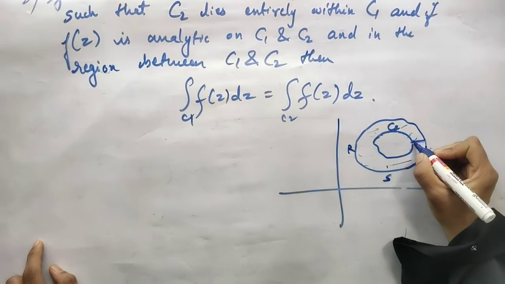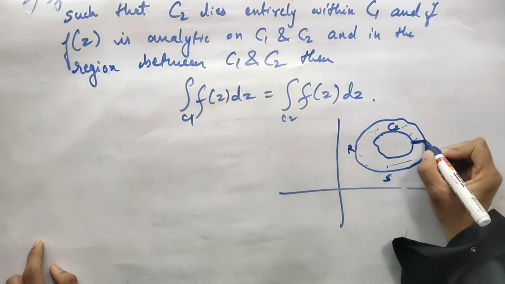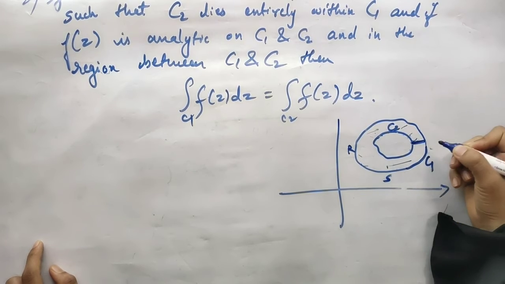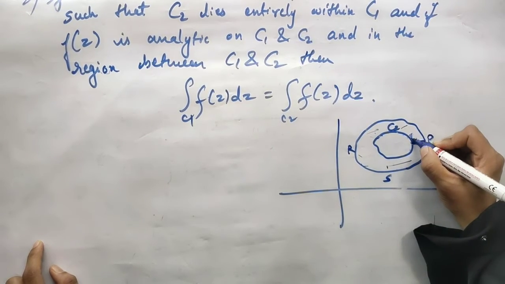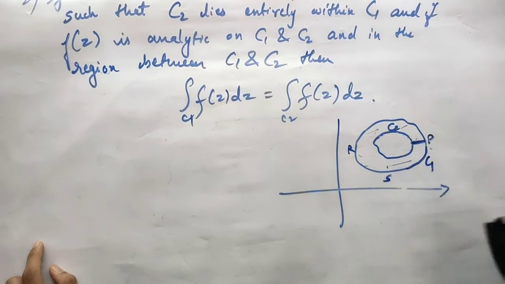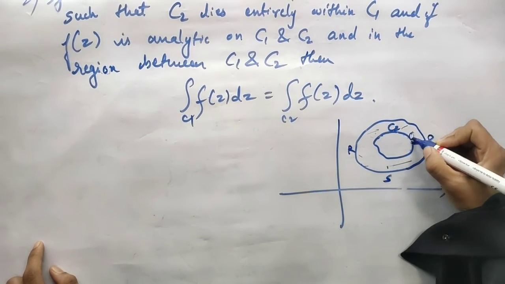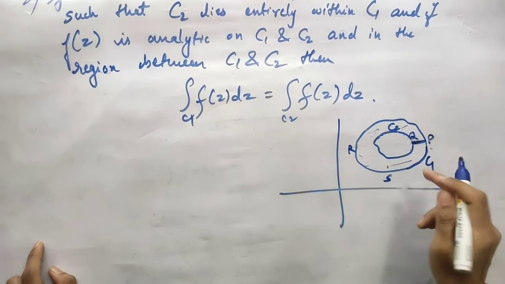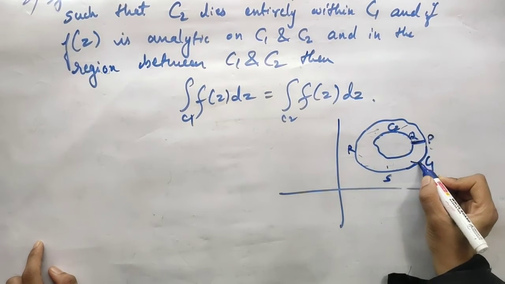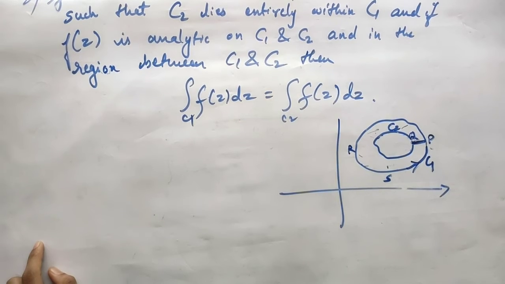What we'll do is make a small joining between the two curves here, a small cut. Let this point be P on curve C1, and on curve C2 let there be another point Q which is joined to P, like this. Now I'll take the directions. Let C1 be moving like this, and C2 be like this.